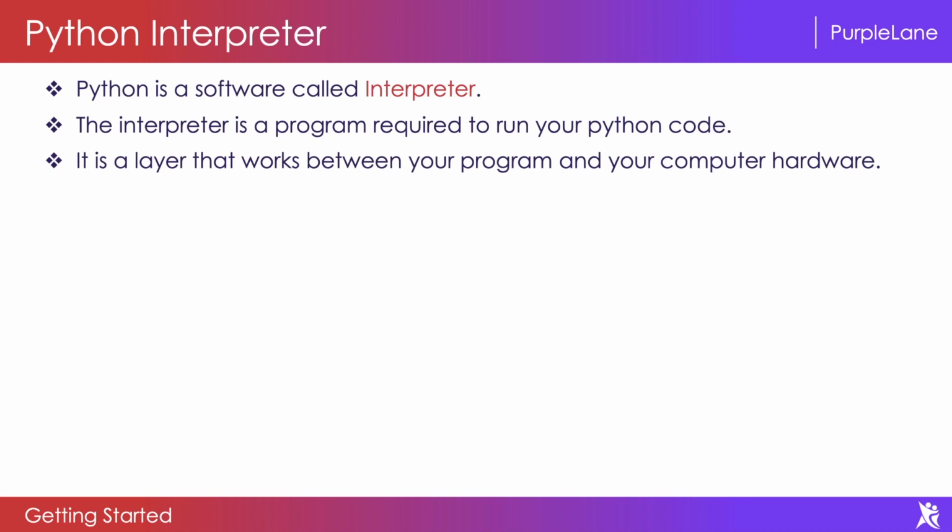Technically, the interpreter is a layer of software that works between your program and your computer hardware to get your code running. So, the interpreter is the one which converts your Python statements, which are in high level language, to something which computer can understand. So, the Python interpreter is used to run your Python code.